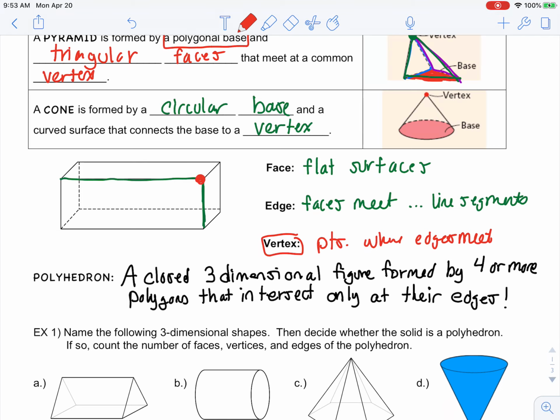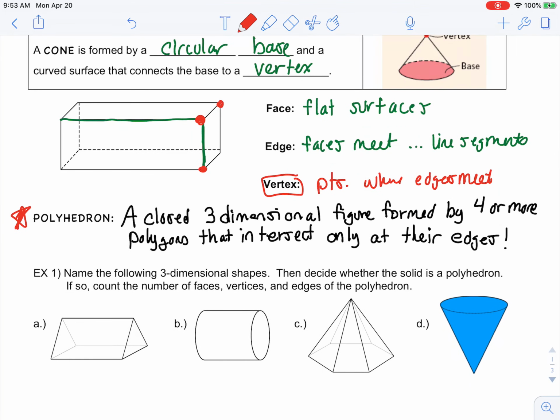Okay, so in the diagram over here, this would be a vertex. Down here would be another vertex. Over here would be another vertex. So when we're talking about the different parts of the three-dimensional figures, you're going to hear us mention vertices, edges, and faces. Now, I wanted to give you a quick definition of what is a polyhedron. A polyhedron is a closed three-dimensional figure that's formed by four or more polygons that intersect only at their edges. Now, I do want to emphasize the word polygons.